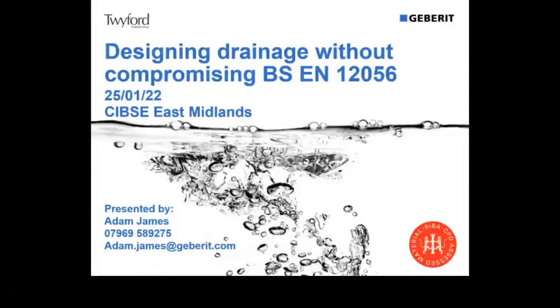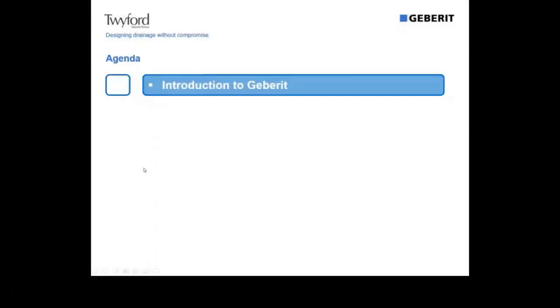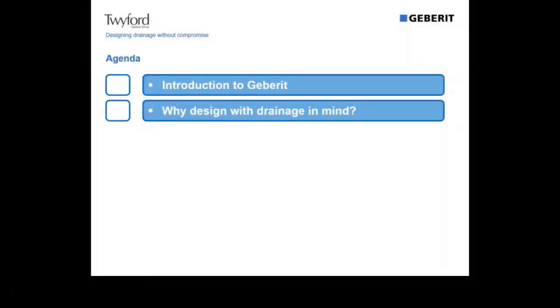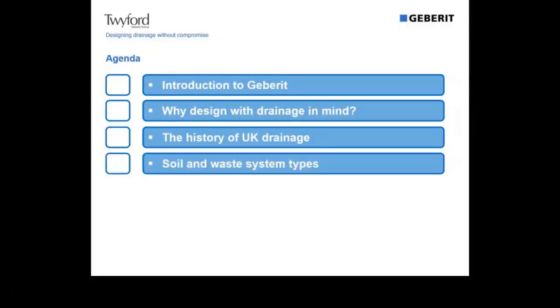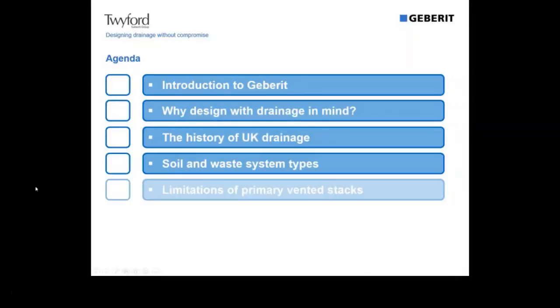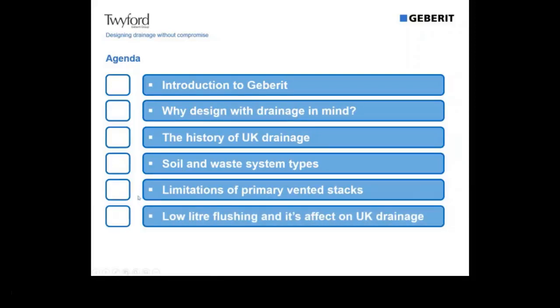Good afternoon, everyone, and thanks for your time this afternoon. The CPD, as Tanvir said, is Designing Drainage Without Compromise, looking at BS EN 12056 and unpacking a little bit of detail around the requirements. It also looks at some of the changes in more recent drainage and how those developments come about and how they complement. Over the course of the presentation, first we'll have an introduction to Geberit, who we are and what we do, why we design with drainage in mind, the history of UK drainage and what's happened over time, and soil and waste system types. Then the limitations of primary vented stacks and how they work, and a little bit on low-litre flushing and its effect on UK drainage as we move more and more towards reductions in the volume of water required. And then a summary, and I'll pick up any questions.